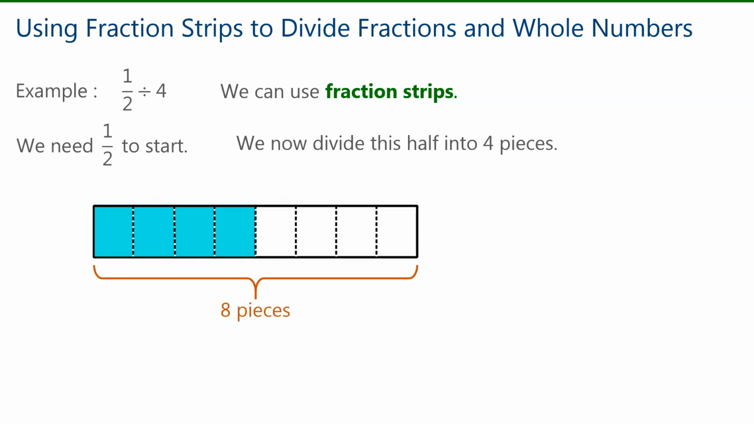So we have 8 pieces in total, and we want to know how big is one piece because we're told 1/2 divided by 4. So 1/2 of the fraction strip divided into 4 pieces. How big is one of those 4 pieces? Well, one piece is 1/8. So that means 1/2 divided by 4 is 1/8.